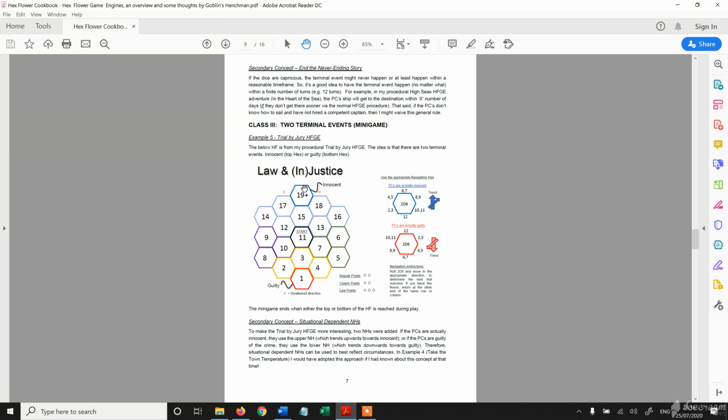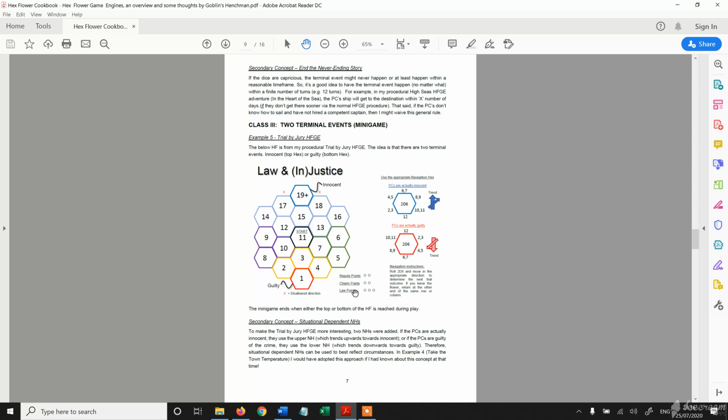So the idea here is that you start in the middle, and if you get to the top of the hex value, you're found innocent. And if you get to the bottom of the hex value, you're found guilty. So hopefully if you're arrested, you want to get here, or not here. Now, this brings in a couple of new secondary concepts that came about.